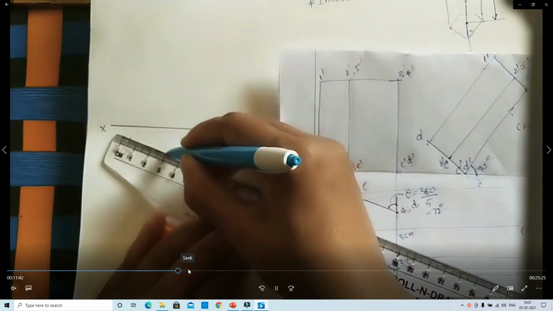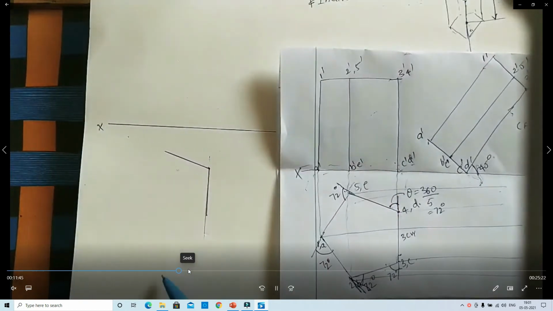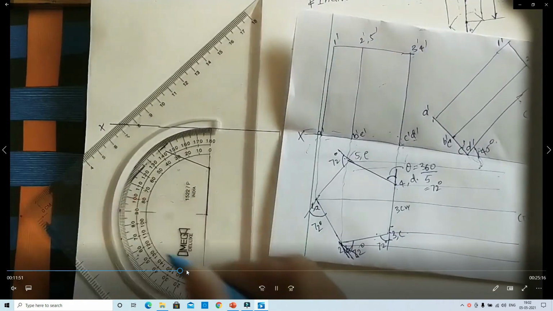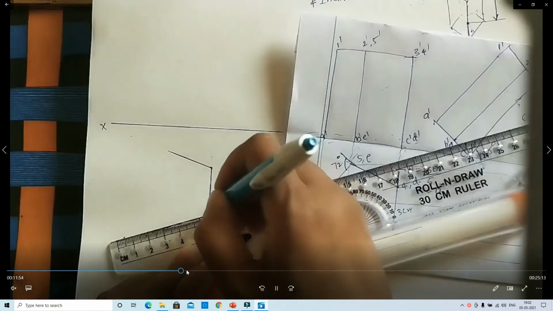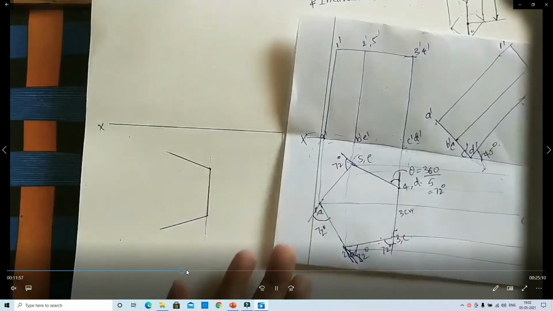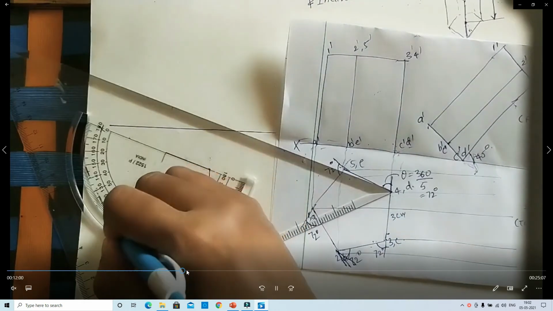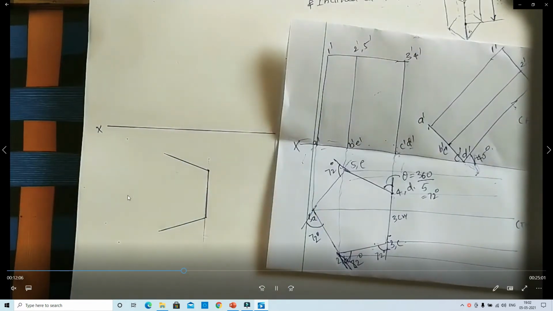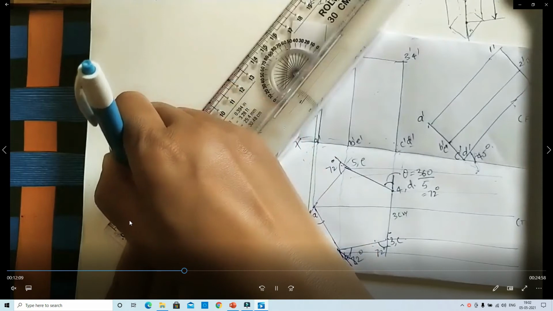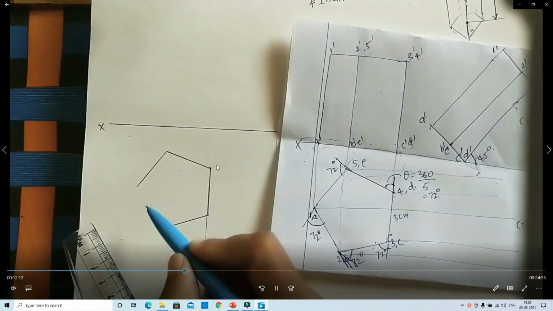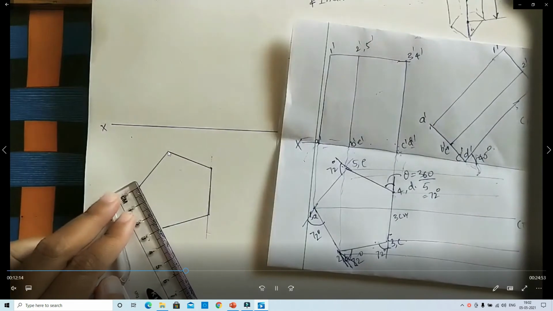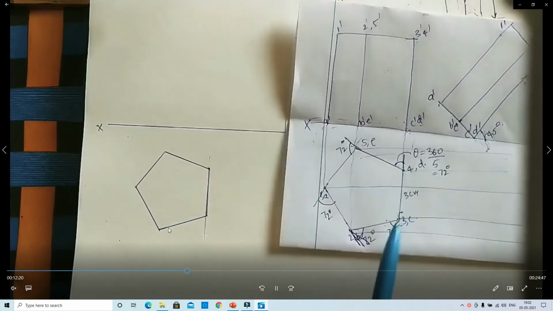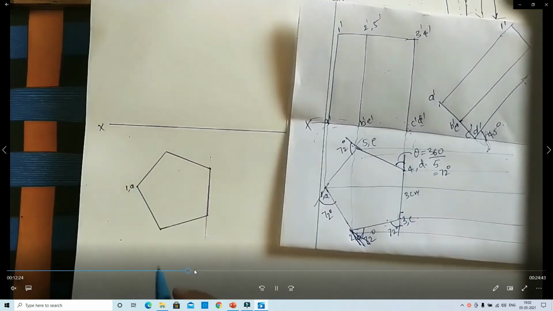Okay, this is a 72 degree angle. Here, on the left side also, a 72 degree angle. Then you identify the midpoint of one side. The distance is 30 mm, so 15 is the midpoint. Then you draw one line. Here this is the center, with a distance of 30 mm. From this center you draw one arc, and from this center you draw one arc. Where they intersect, that is the center point. From this center point you draw one horizontal line.